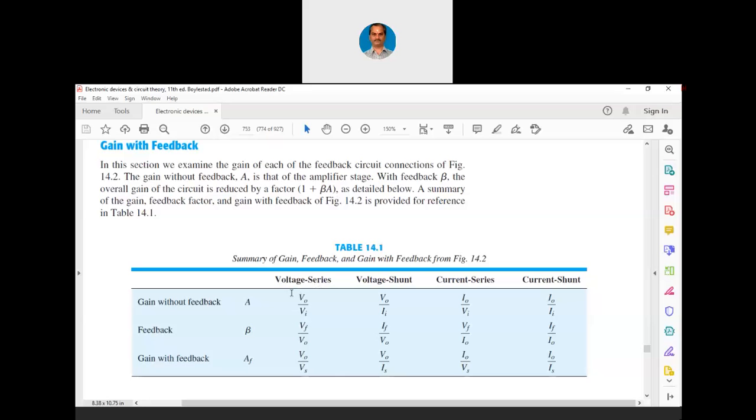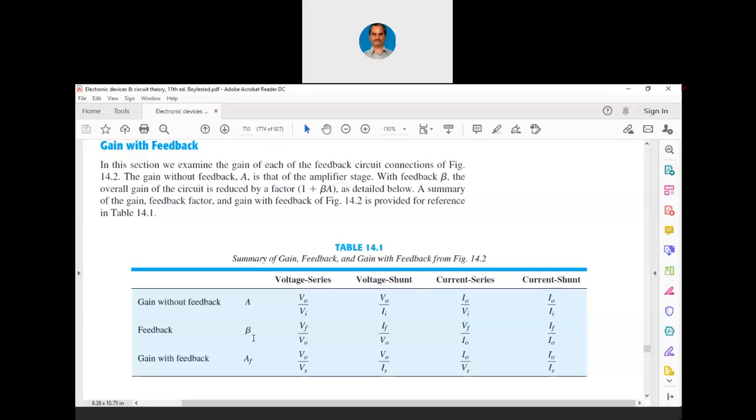Now for voltage series, the gain without feedback is V0 by Vi. For voltage shunt, it is V0 by Ii. For current series, it is I0 by Vi. Current shunt, it is I0 by Ii. You will have to recall those 4 diagrams which I had shown you yesterday in a larger size. Today I have shown you in a smaller size. I had also shown you the voltage series and voltage shunt connections in my PowerPoint slide. Please recall all that.